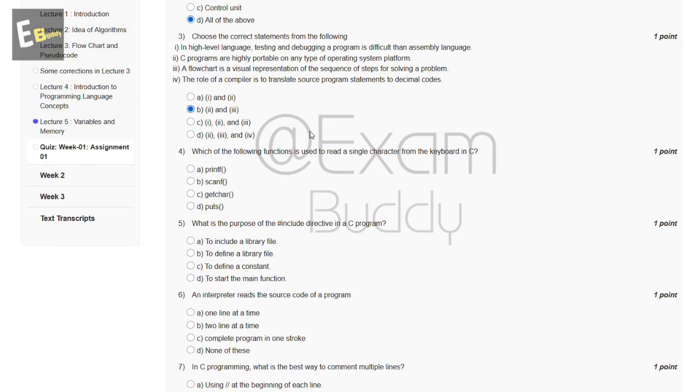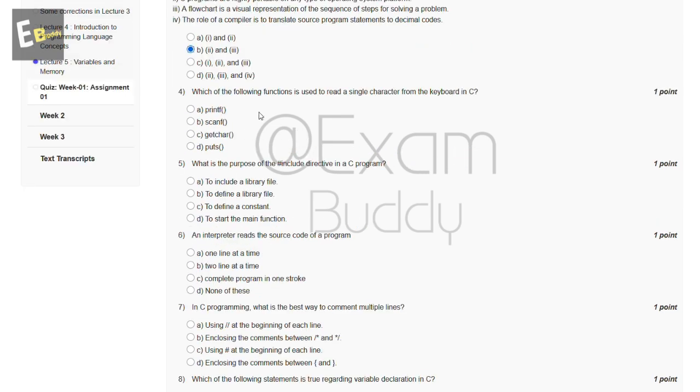Now the fourth question is, which of the following functions is used to read a single character from the keyboard in C? These are the options: printf, scanf, getchar, puts. The answer of the fourth question is C, getchar.